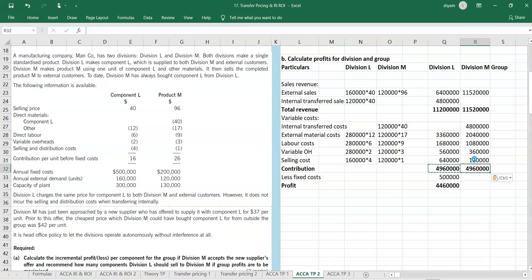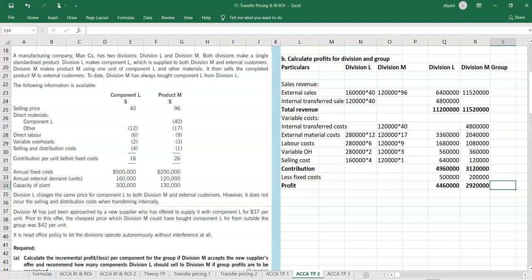So we'll get the contribution. Also the fixed cost. Fixed cost, if you see, it is 2 lakhs. So our profit comes to 29 lakh 20,000. It comes to that amount.